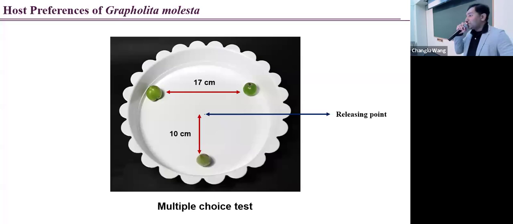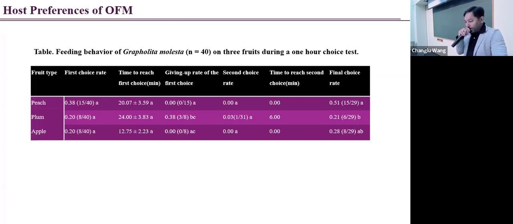I also tried the host preference of Grapholita molesta on these three fruits. I used a multiple choice assay. I released the insects in the middle and checked which they prefer. And if you see the result, peach has a higher first choice rate, about 38%. And the final choice is also higher on peach compared to plum and apple. So they like peach fruit actually.